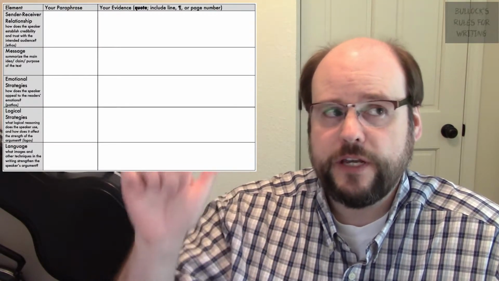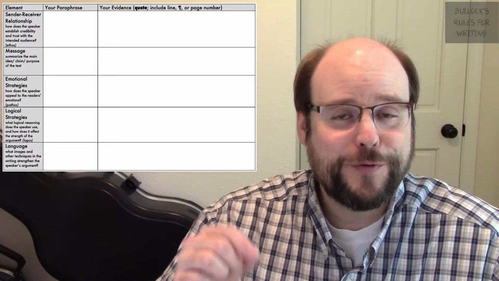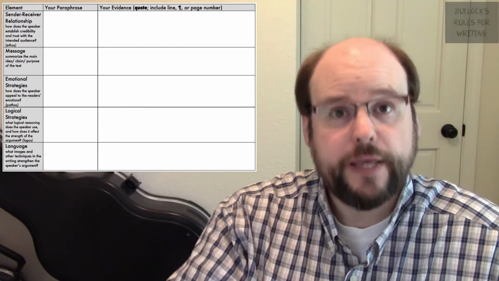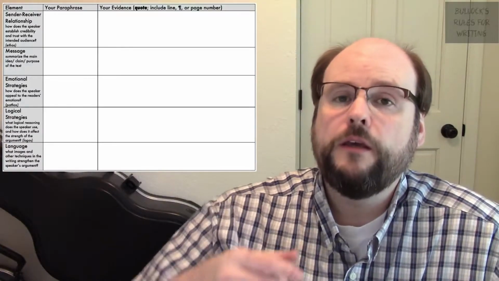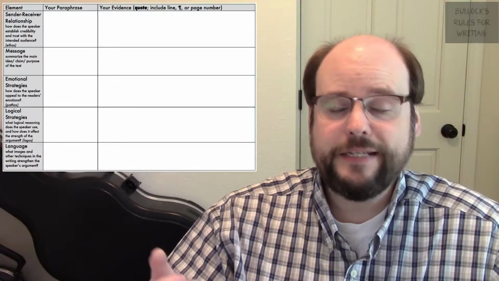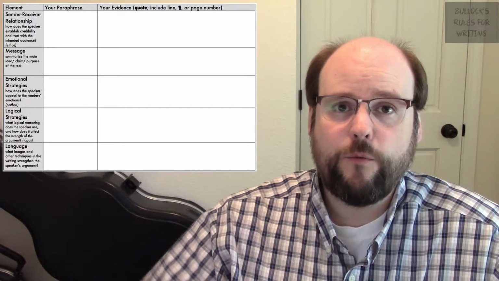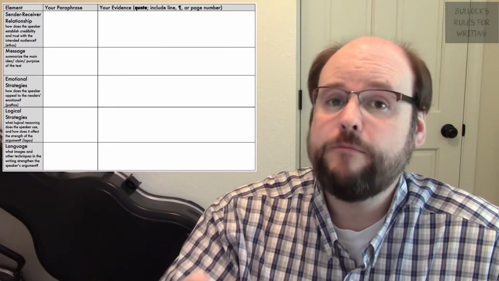S stands for the sender-receiver relationship, or, what is it that the author is doing to establish his credibility, or her credibility, because ladies can be authors now too. In other words, S is all about the appeals to ethos. M is message, its main idea. So can you find a sentence where Staples expresses most clearly his main idea?